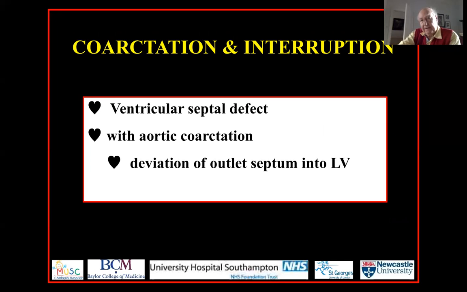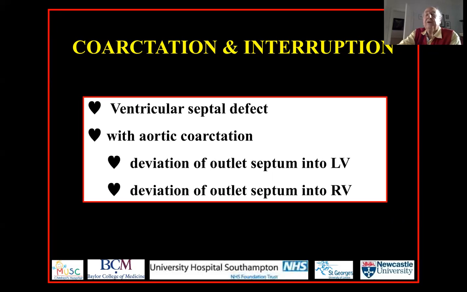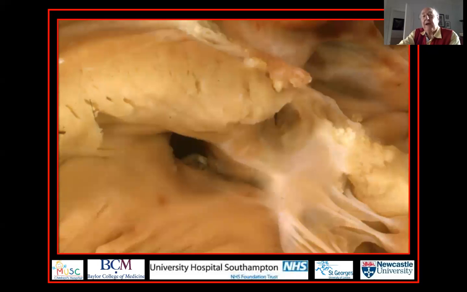But let's start by looking at the ventricular septal defect in isolation, or rather when associated with aortic coarctation. Because classically, we are looking at deviation of the outlet septum into the left ventricle, and that, as we have seen before, will narrow the subaortic channel. But when we looked at a series of hearts from Pittsburgh with coarctation, we were surprised to find that we could also have coarctation in association with deviation of the outlet septum into the right ventricle. So let's look at these different patterns of deviation of the outlet septum.